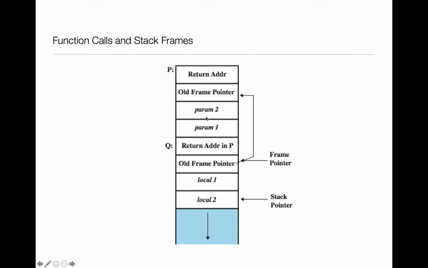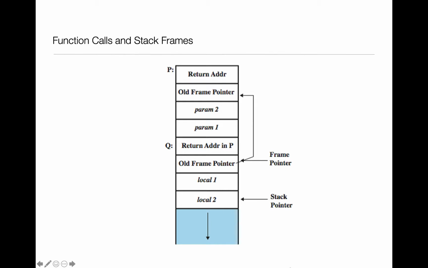And then let's say P at this point calls function Q. It would push the two parameters of function Q onto the stack, and then this is the start of the Q frame, where we would push the return address of P here, and similarly push the old frame pointer that pointed to the previous frame, and then push any local variables that are declared in function Q. Because this is the end of what's been allocated, this is where the stack pointer would be pointing, and any other new stack frames or function calls would be placed below Q.